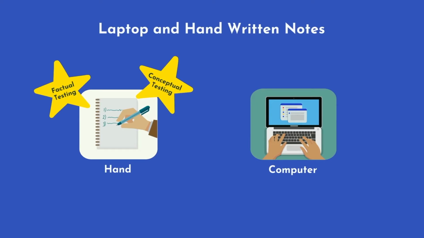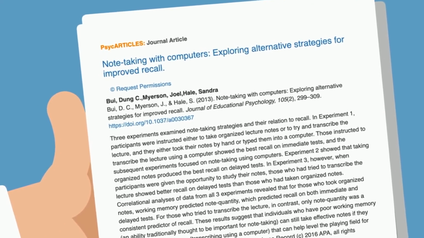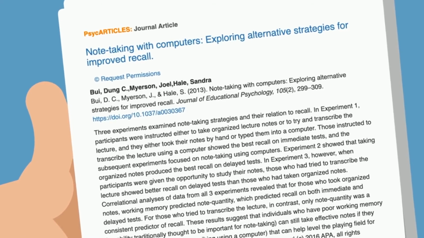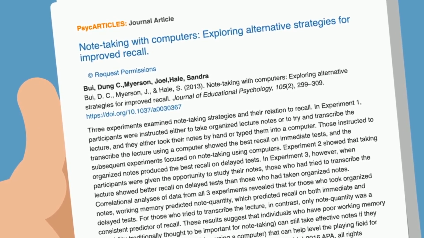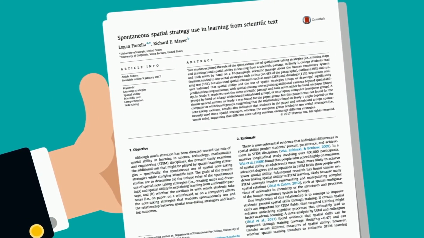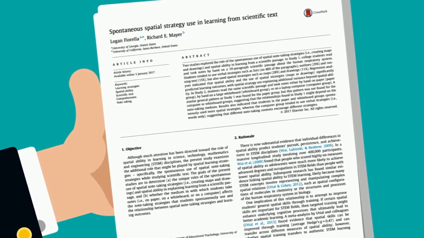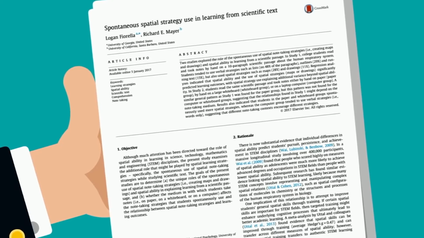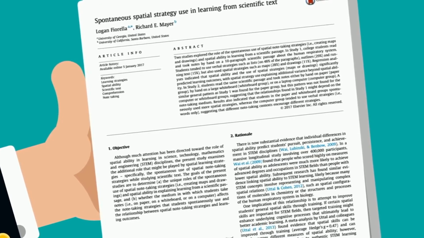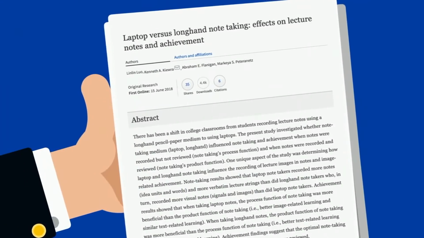Settled? Not yet. Dung and colleagues in 2012 found opposing results, demonstrating that when participants could study their notes, those who used a computer to transcribe the lectures performed the best on delayed recall tests. Similarly, Fiorella and Mayer in 2017 showed that when allowed to study one's notes, those who used a laptop performed better on factual information recall than those who took notes by hand, postulating that those taking longhand notes experience greater extraneous cognitive processing, which is ultimately a distraction, a problem not faced by laptop note-takers.